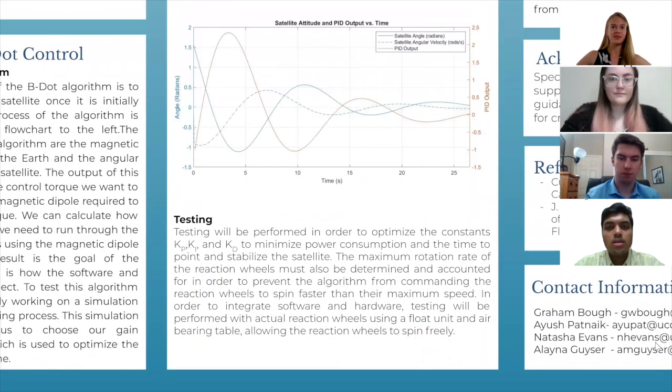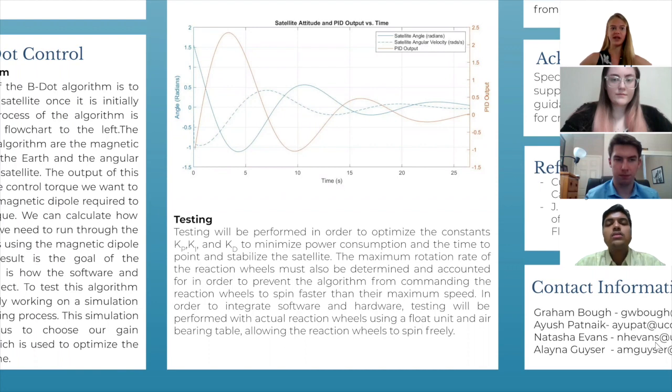So this graph shows a simulation of the PID algorithm running when the satellite is already spinning and pointed away from the Earth. The PID algorithm acts to change the rotation rate of the satellite so that it oscillates closer to its desired angle. As the error decreases, the oscillations become smaller, and the derivative component works to reduce the rotation rate. Ultimately, the PID output, CubeSat angle, and satellite rotation rate all approach 0, so the satellite is pointed towards Earth and stabilized.